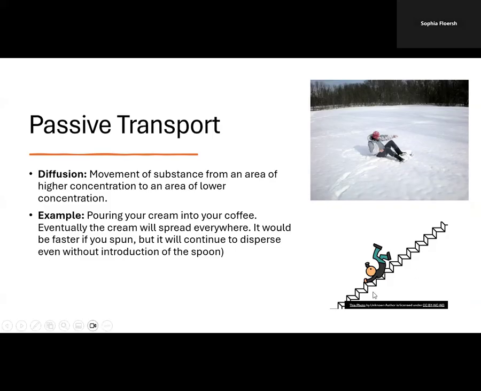See, I've got all these people falling. An example would be pouring your creamer into your coffee. Eventually, the cream will spread everywhere. It would be faster if you used a spoon or spun it, but it will continue to disperse even without the introduction of a spoon. So eventually, everything's going to diffuse. That's why they give that imagery of the cream inside the coffee, because all the cream is going to eventually disperse into the coffee itself.